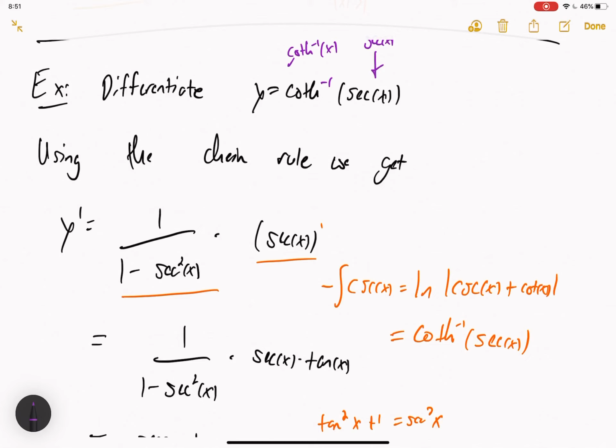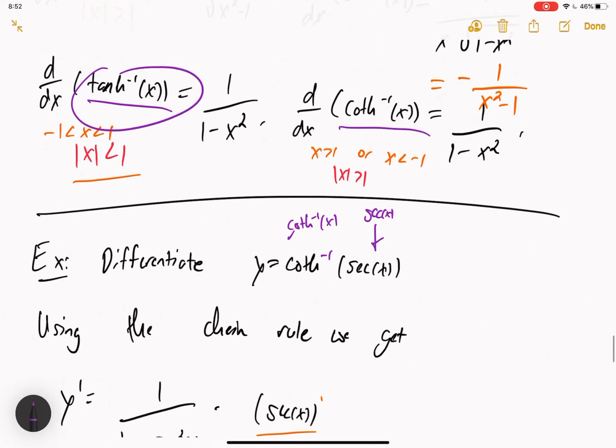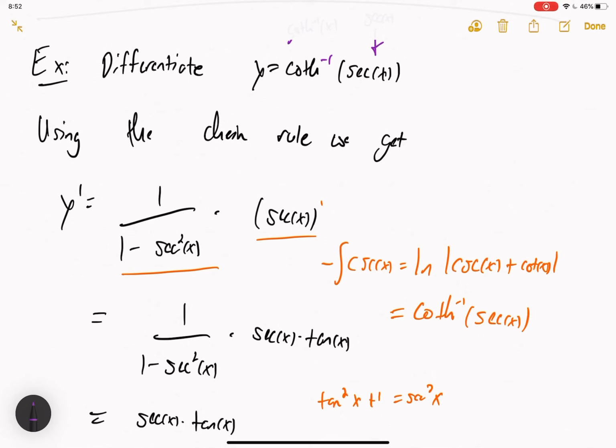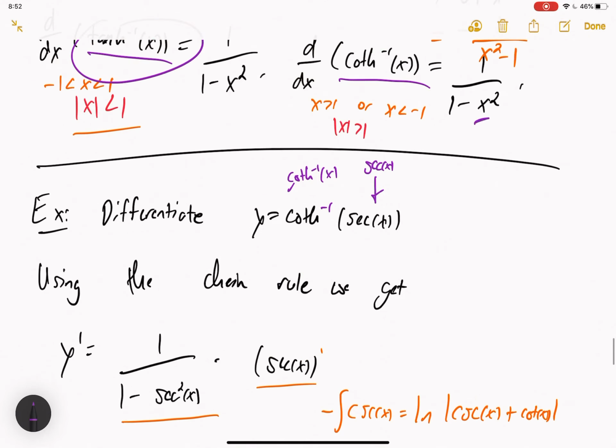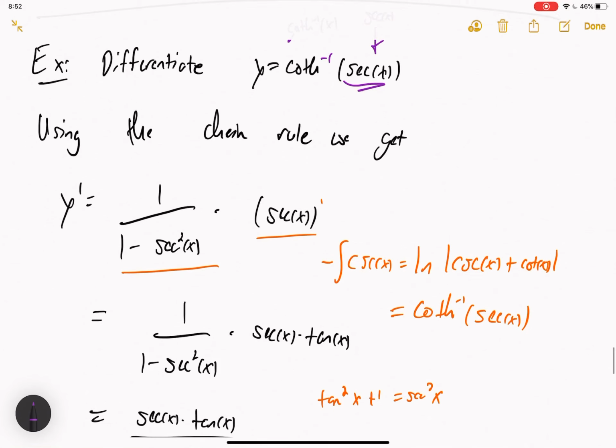So remember, it's going to be the derivative of the outside. The derivative of inverse hyperbolic cotangent is going to be 1 divided by 1 minus x squared, but really, x is just the argument here. And the argument here is secant of x, so it's going to be 1 minus secant squared of x. And then we also multiply by the derivative of the argument, so times the derivative of secant of x.